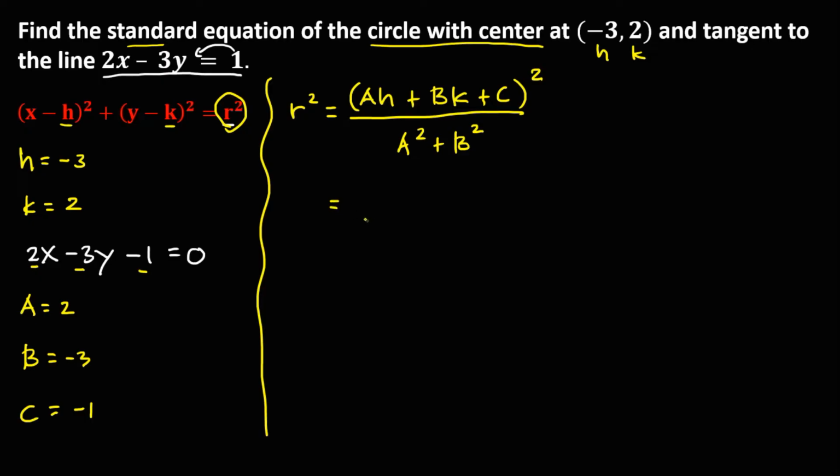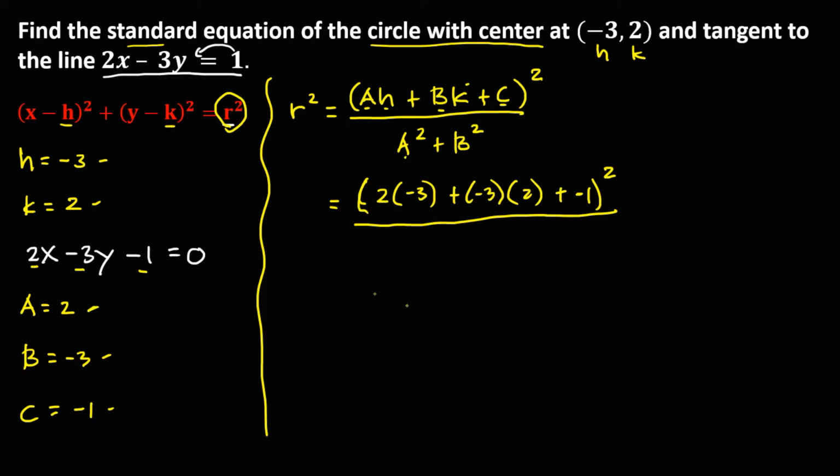Then substitute now the values. So we have a, and a is positive 2, times h, which is negative 3, then plus b, and b is negative 3, times k, and k is positive 2, plus c, and c is negative 1, then quantity to the power 2. Then over this a squared, so a is positive 2, so we have 2 squared, plus b squared, and b is negative 3, so negative 3 to the power 2.